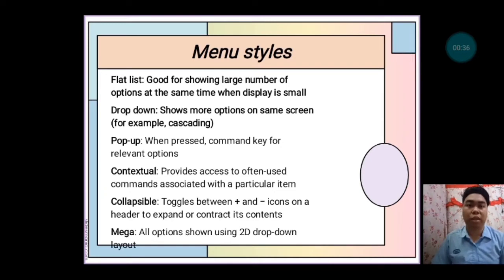Next, drop-down. Show more options on the same screen. For example, cascading. This drop-down is a list of choices that appears on a computer when a person clicks the menu title.